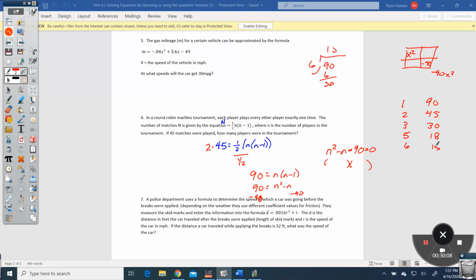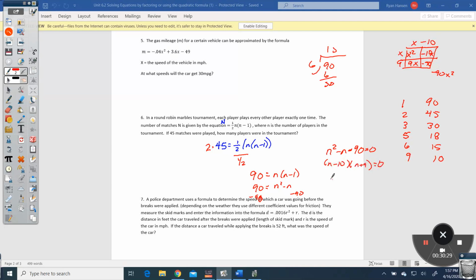6 and 15. 7 doesn't. 8 doesn't. 9 and 10. But I need to find the one that when I subtract them, I get 1. So 9 and 10. And if the 10's negative, I get a negative 1. So that's negative 10 and 1. And I'd have x minus 10 and x plus 9. So I have n minus 10 and n plus 9 equals 0.